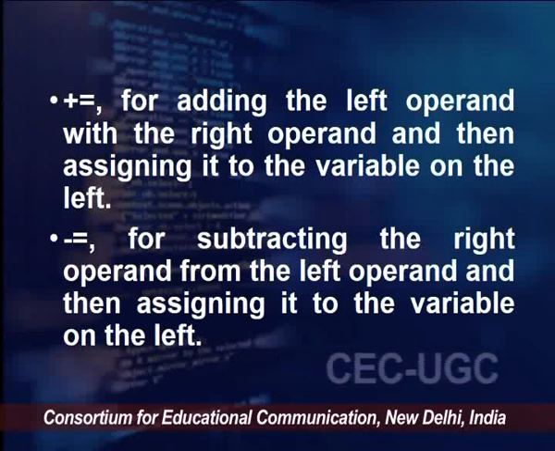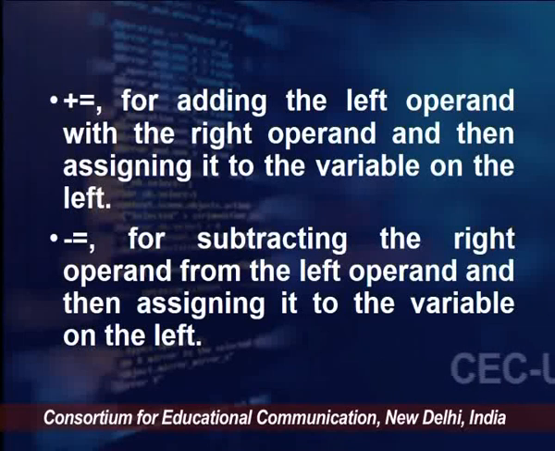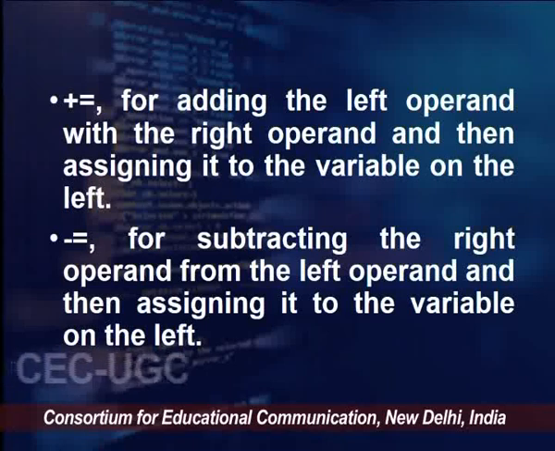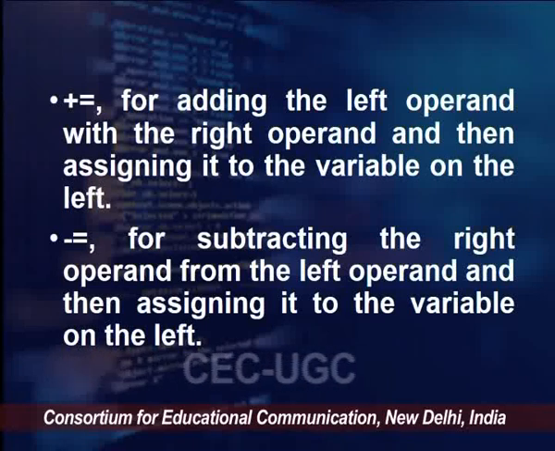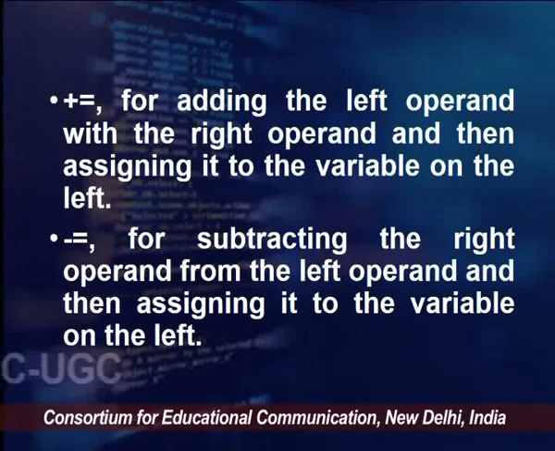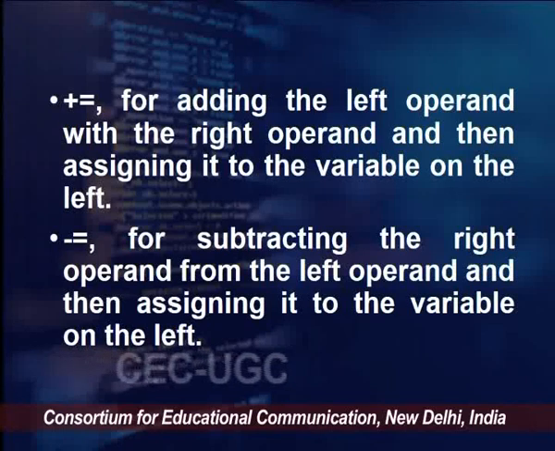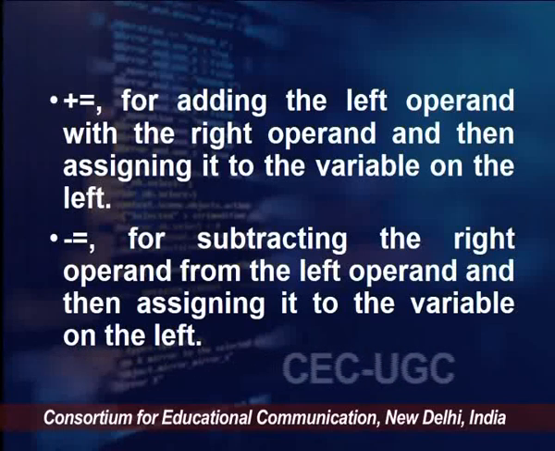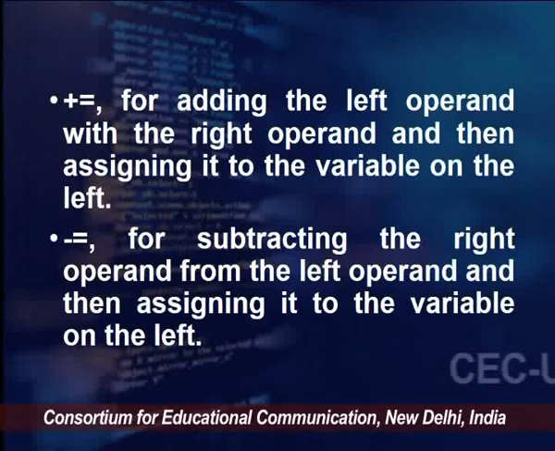So, a plus 5 will be calculated and the final value will be stored in a. Similarly, minus equals is used for subtracting the right operand from the left operand and then assigning it to the variable. This can be used in the case of a is equals to a minus 5. So, straight away we can say a minus equals 5. Then we have multiplication, division and modulo for the same, likewise.